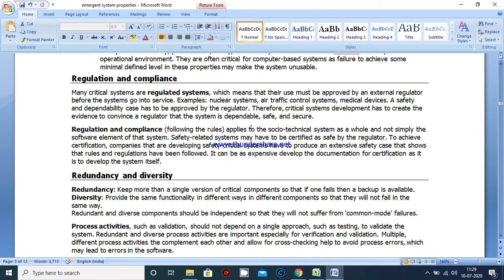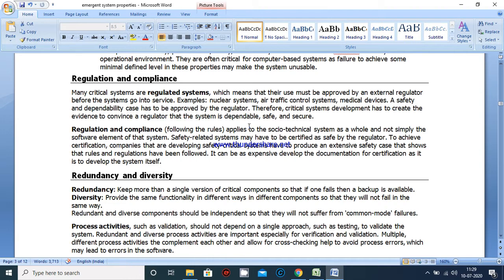So next we should talk about regulation and compliance. What are the regulations and compliances that exist in a software system? Many critical systems are regulated systems, which means that their use must be approved by an external regulator before the systems go into service. Examples: nuclear systems, air traffic control systems, medical devices. A safety and dependability case has to be approved by the regulator.